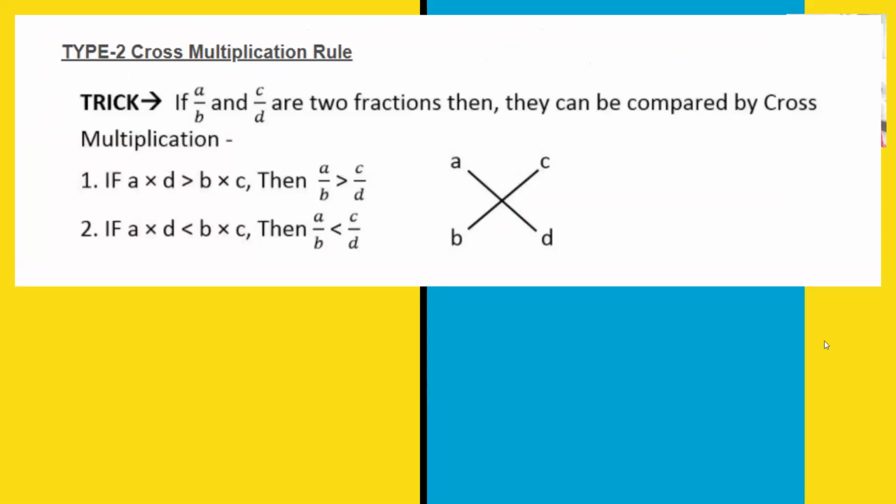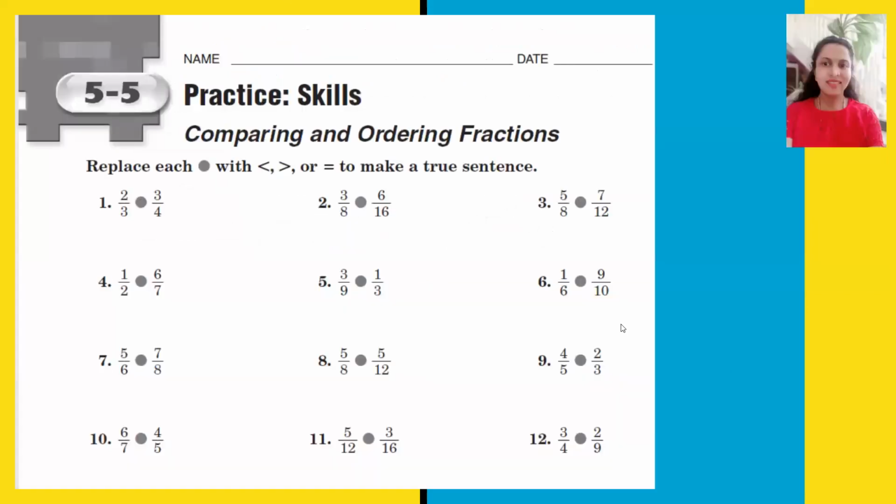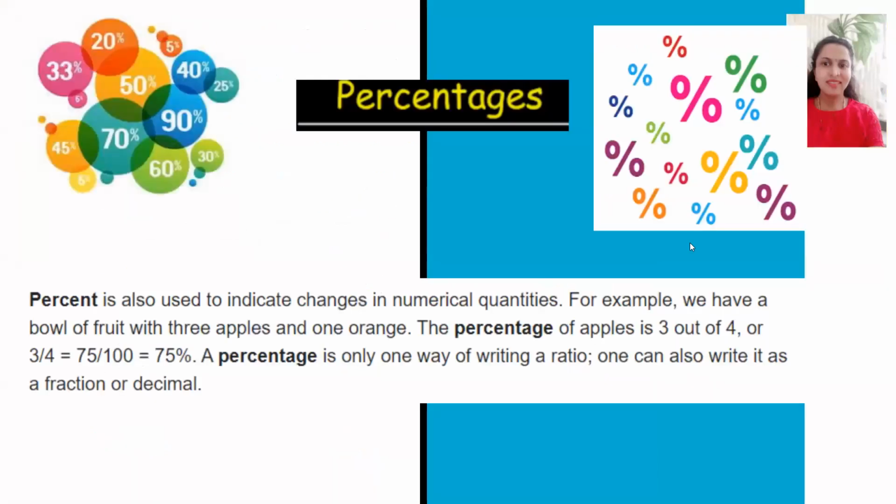Now, I already taught you the cross multiplication rule, which holds for two numbers. Suppose the difference is not the same, then even if you have to arrange in ascending or descending order, you can take two numbers and compare using the cross multiplication rule. So you can just practice, and then we'll do percentages in the next class.